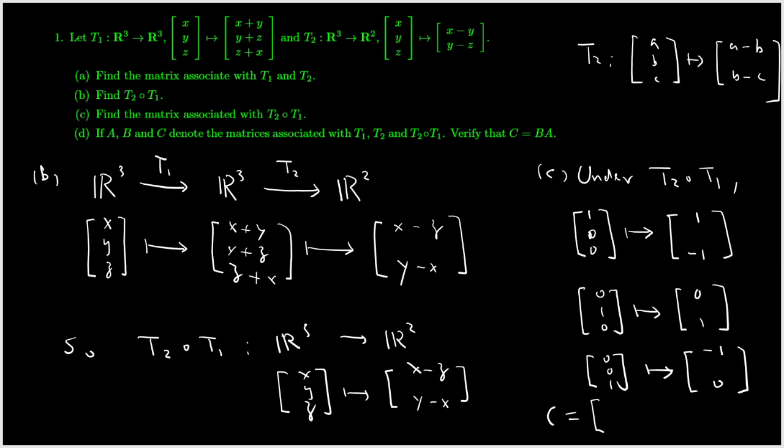The first column of C is 1, negative 1, right? It's coming from, look at the mouse cursor, the output of 1, 0, 0. Likewise, the second column is 0, 1. The third column is negative 1, 0. That's C. That's how we get C. Any questions? Essentially, that is the new thing.